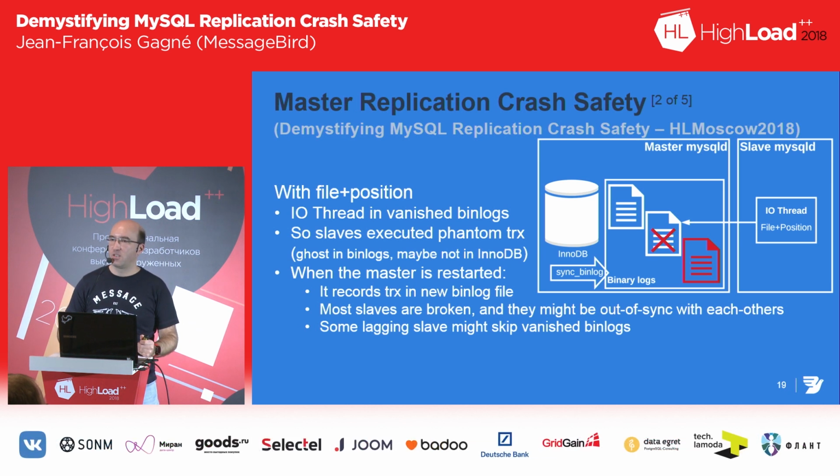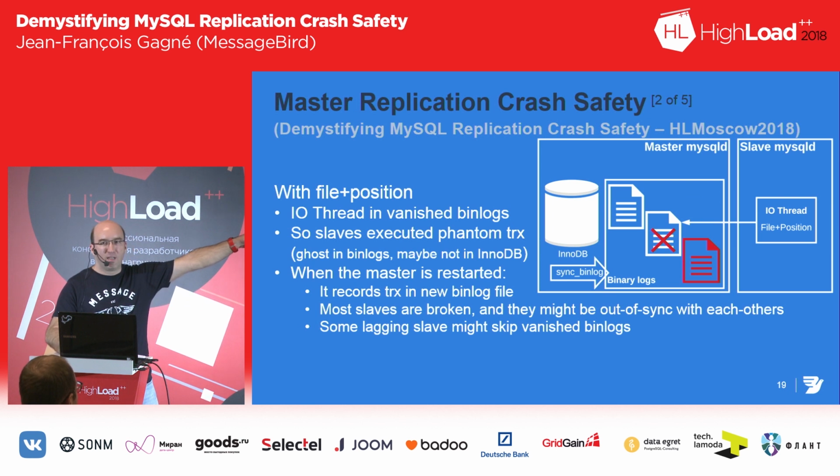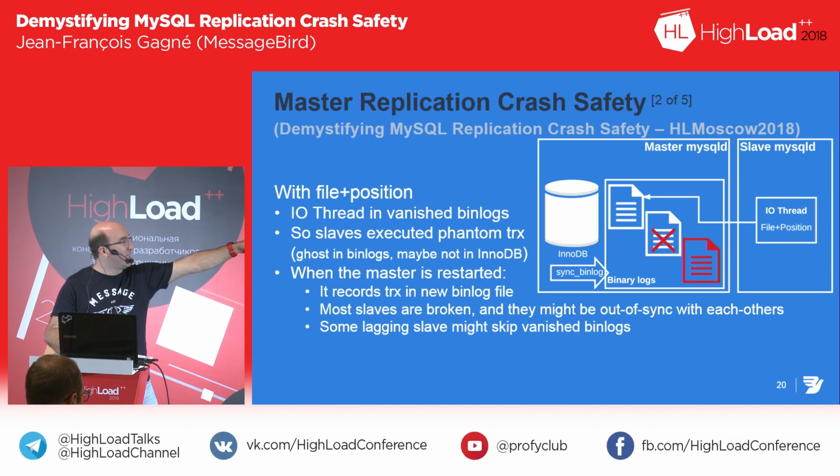But there's an edge case where we will not see that. So here we see the slave breaking, like we have a big warning sign because our slaves are broken. But I made this transition a little quick. So here the arrow is pointing in the vanished binary log. But if we have a slave that is lagging and is pointing in the previous binary log, when the master crashes and it restarted, this slave will just jump to the next binary log. So this slave will not crash, and it will not see transactions from the master.